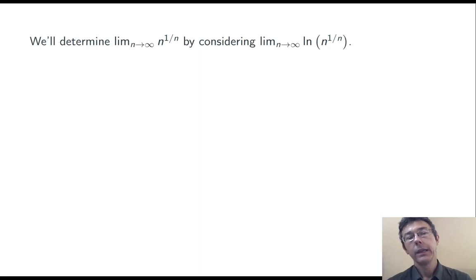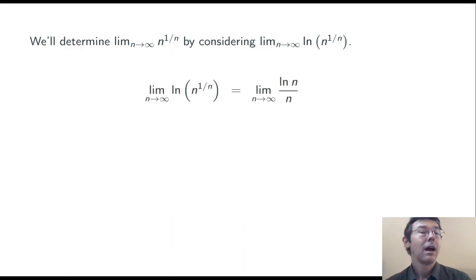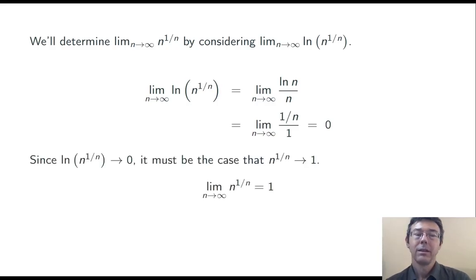Here's the trick. Instead of looking at n to the 1 over n, I'm going to look at ln of n to the 1 over n. If I can find that limit, I'll be able to get the original limit. I'm helped out by a rule of logarithms. That exponent of 1 over n comes out front as a factor. So I'm considering the limit as n goes to infinity of ln n over n. Using L'Hopital's rule, I just get 1 over n, which is going to be 0. So the natural log of n to the 1 over n goes to 0, so n to the 1 over n must be going to 1.